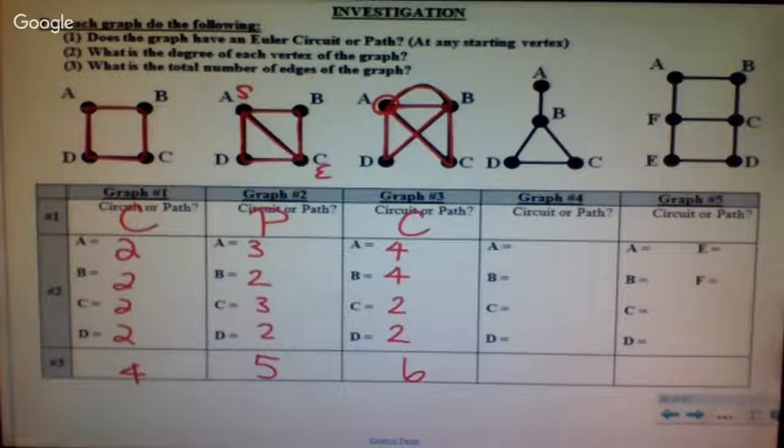Graph number 4. Path. I can start at A and I end at B. So this is a path. A has a degree of 1, B, 3, C, 2, D, 2. Total edges: 4. And finally, graph number 5. Circuit.